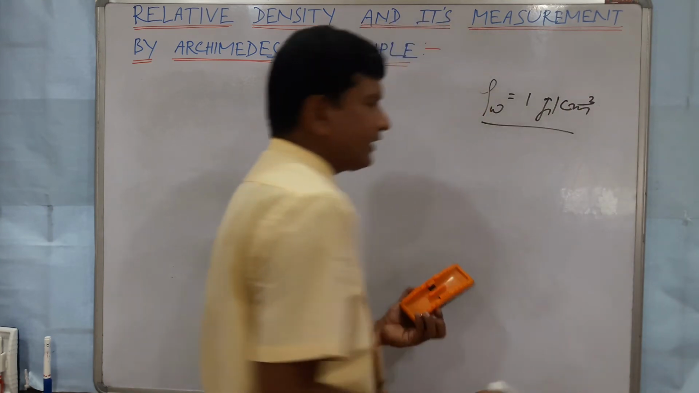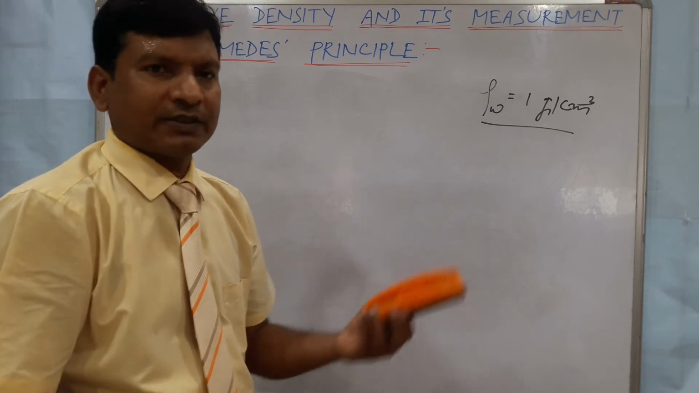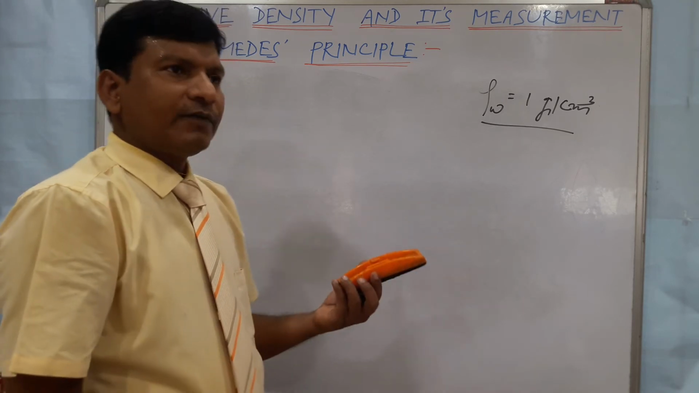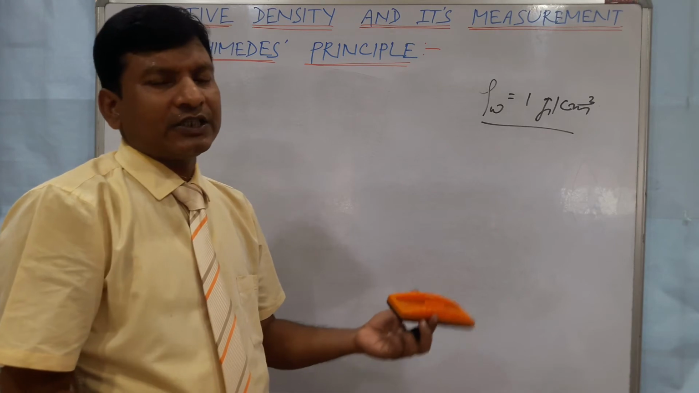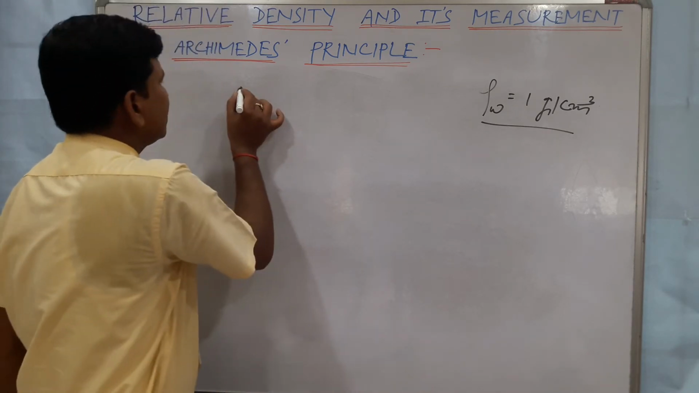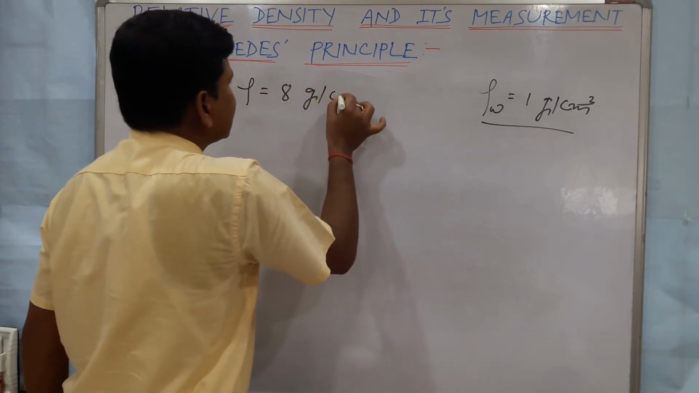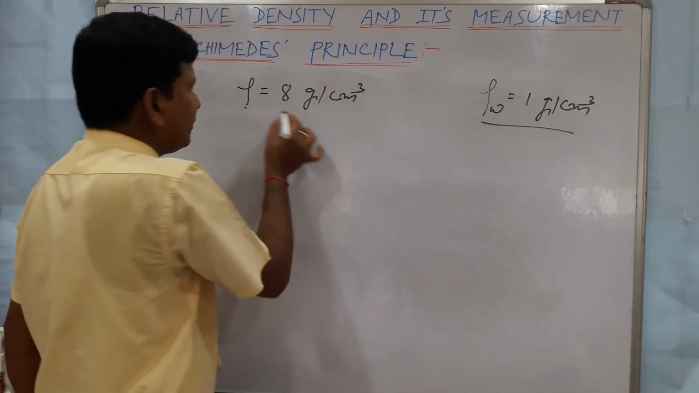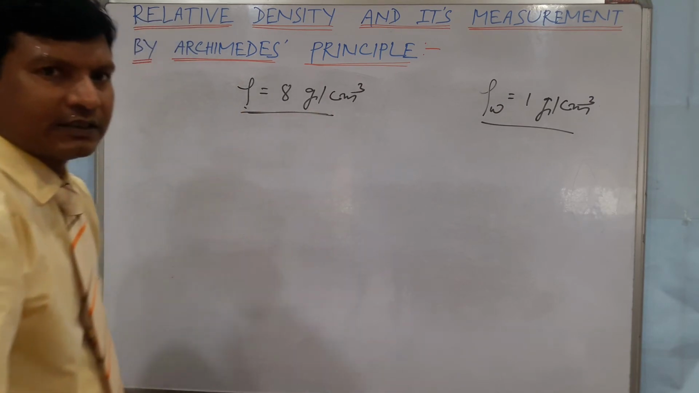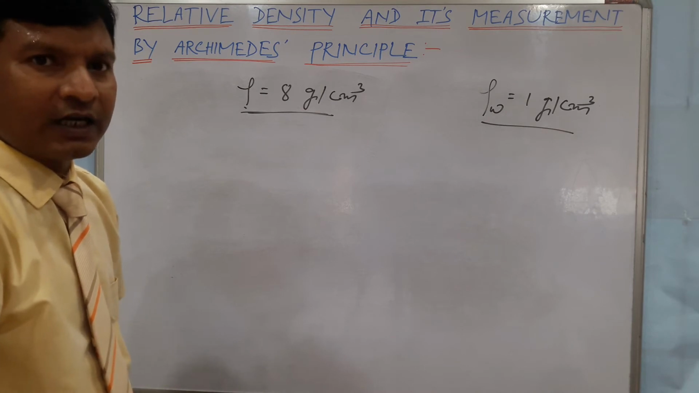That means if we take the CGS unit for the density of a substance, say for example the density of a substance is considered as 8 gram per centimeter cube. Suppose the density of the substance is equal to 8 gram per centimeter cube. Now, what will be the relative density of this substance? The density is given 8 gram per centimeter cube. Then what will be its relative density?